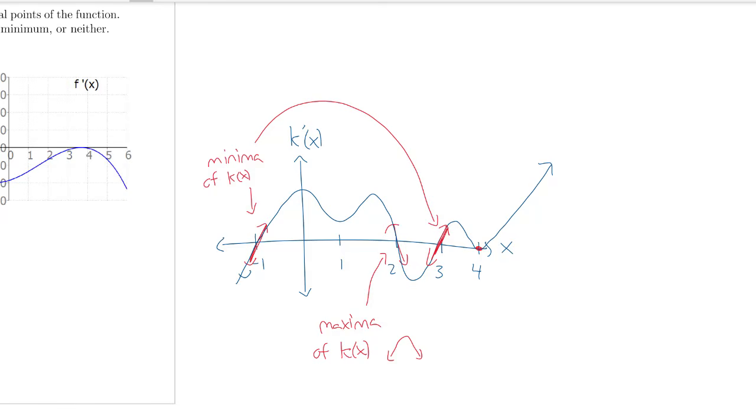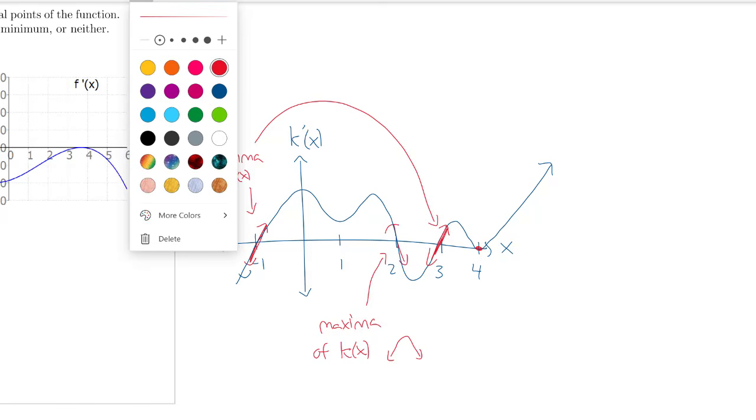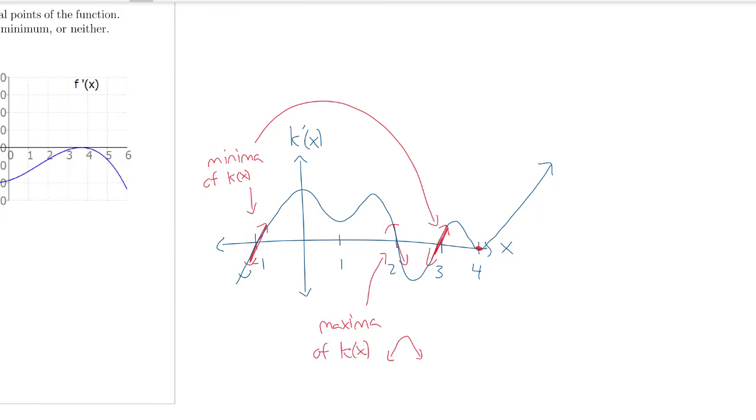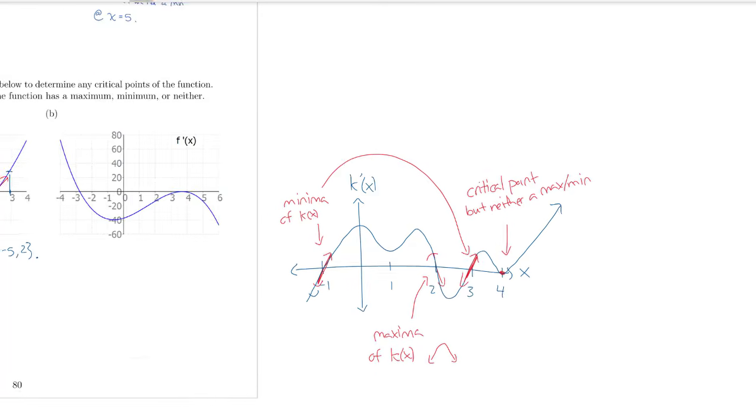Now there's one more critical point at x equals 4. That's why I redrew this sketch, because I wanted to include this. So this is the third case you might see, where you have a critical point here, but neither a max nor a min. And that's because the derivative has the same sign on both sides. So this is a critical point, but neither a max nor a min. Okay, so think about that example. Hopefully that helps you sort this out.